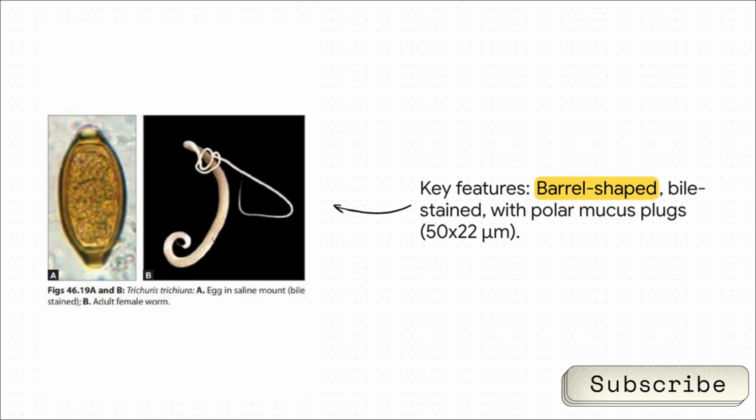And this is exactly what you're looking for under the microscope. This is a classic spotter for your practical exams, so really burn this image into your brain. You have to remember these three key features. 1, it's barrel-shaped. 2, it's bile-stained, giving it that brownish-yellow color. And 3, look at those distinctive clear plugs at each end. We call those polar mucus plugs. You see this, you've got your diagnosis.